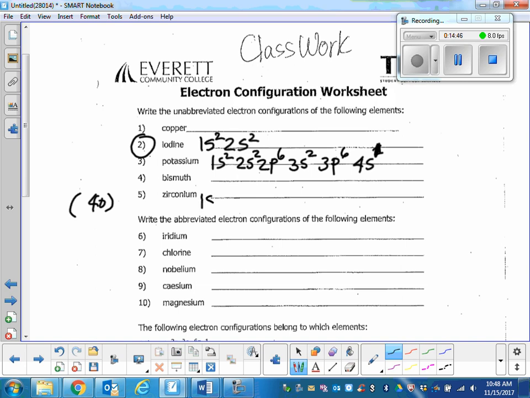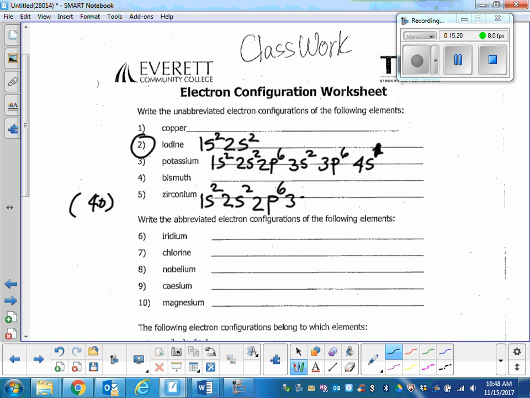1s2. What is after 1s? Run your finger as if you're reading sentences. 2s2. What is after 2s2? Joanna, after 2s, run your finger across. What is it? 2p. How many boxes? P is always 6. 2p6. What do you hit after 2p?